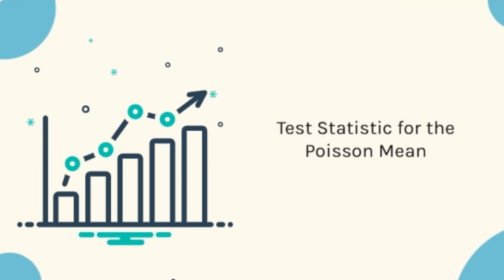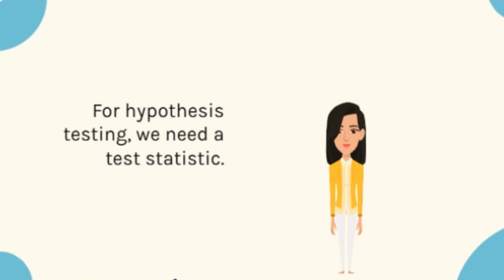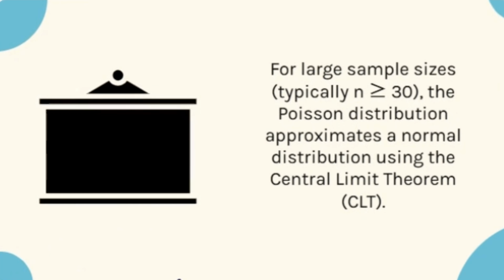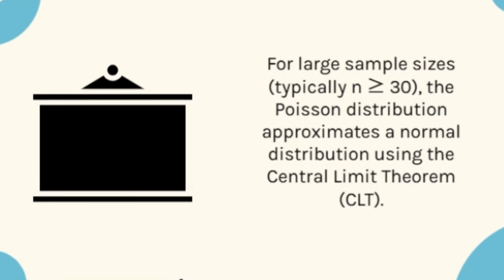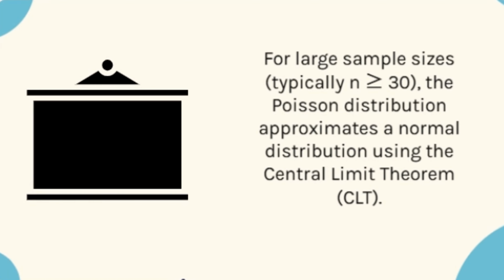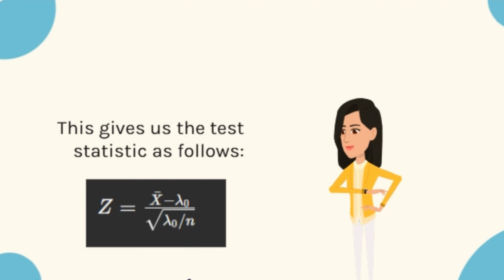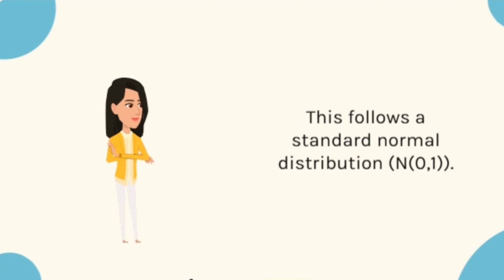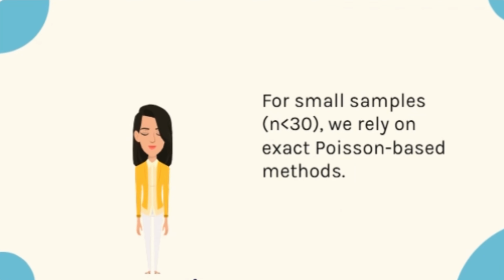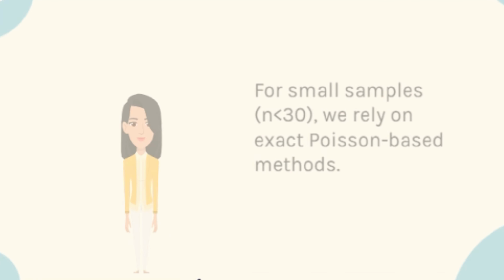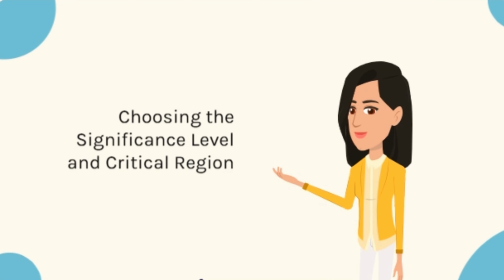Test statistics for the Poisson mean. For hypothesis testing, we need a test statistic. For large sample sizes, typically n greater than 30, the Poisson distribution approximates a normal distribution using the central limit theorem, CLT. This gives us the test statistic as follows. This follows a standard normal distribution N(0, 1). For small samples, n less than 30, we rely on exact Poisson-based methods.